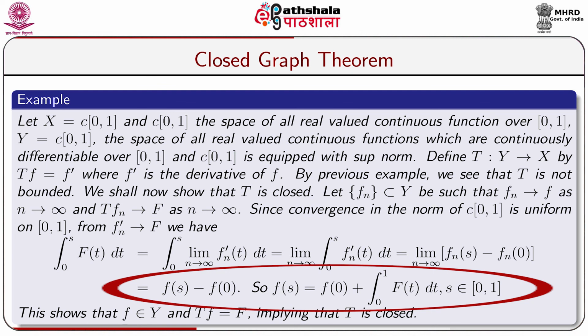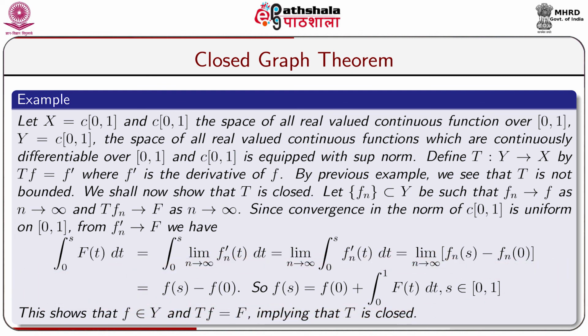So, small f(s) is equal to f(0) plus the integral from 0 to s of F(t) dt, where s is taken from the closed interval [0,1]. This shows that f belongs to capital Y and Tf is equal to capital F, implying that capital T is closed.